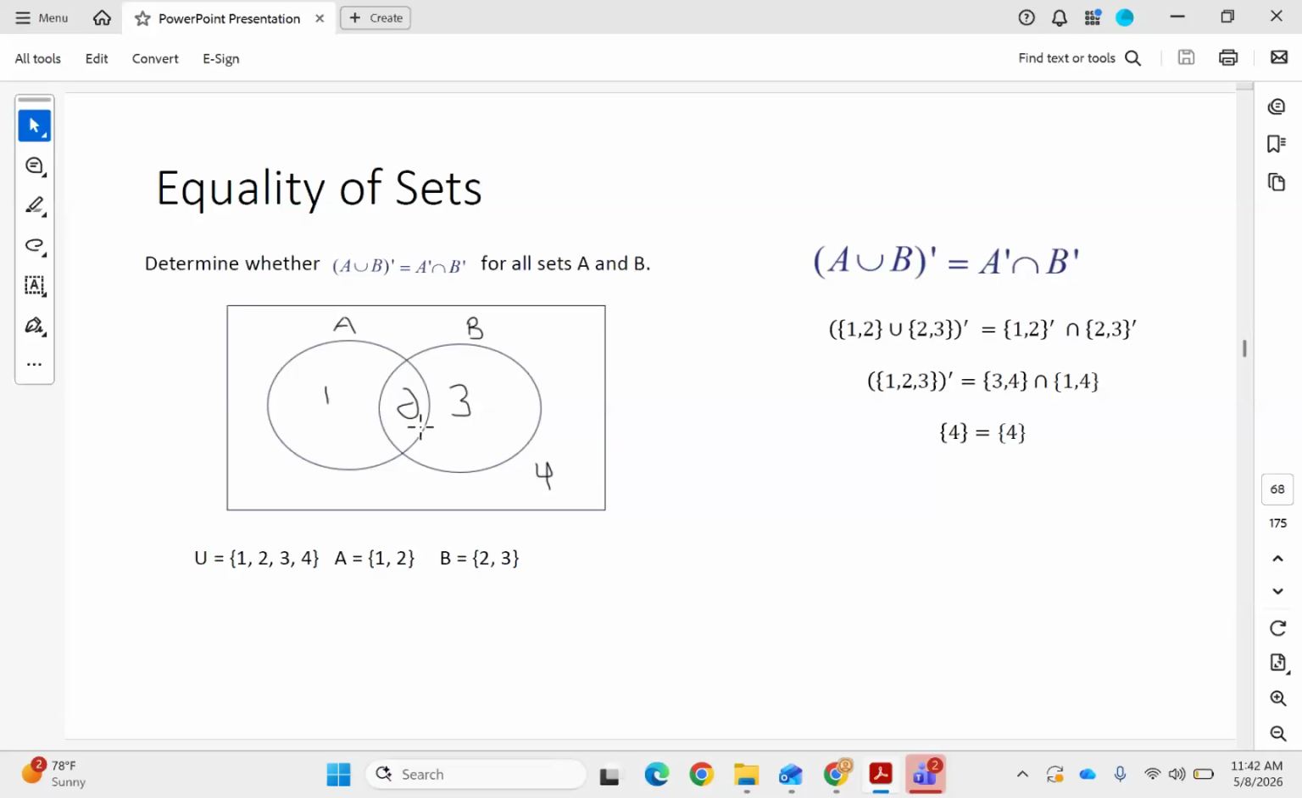On the other side, if you do the complement of A, this is everything that is outside of A. A contains 1 and 2, so you left outside 3 and 4. Similarly for B, B has 2 and 3, you left outside 1 and 4. When you do the intersection of those complements, the one in common is 4. And since we got 4 on the left and 4 on the right, this shows that these two are equal using these numbers.